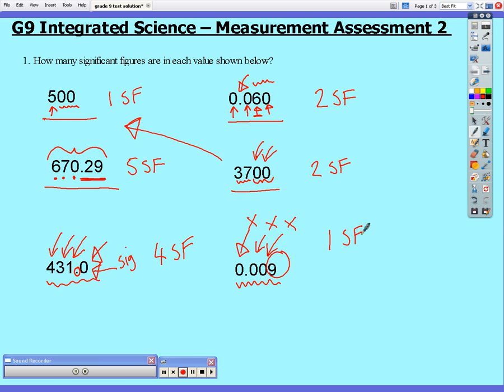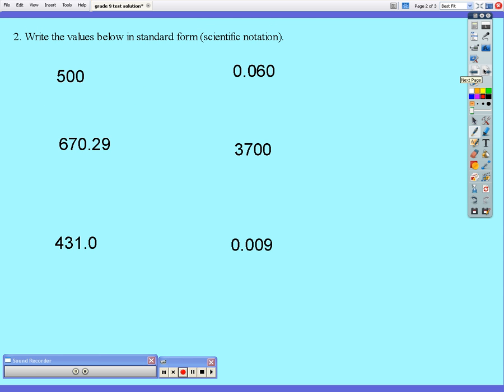There you go. Now, we've got those same numbers, but we've been asked to write them in standard form, or scientific notation. 500. Remember, we need to take a digit which is written between 1 and 10. So our first number is 5. And because we only have one significant figure, we're going to leave it at that.